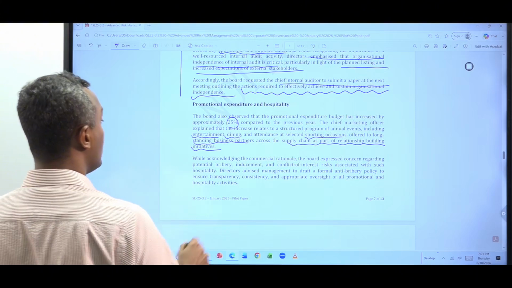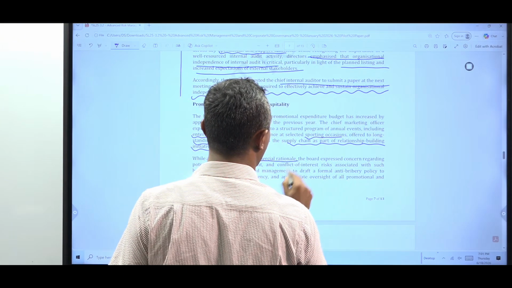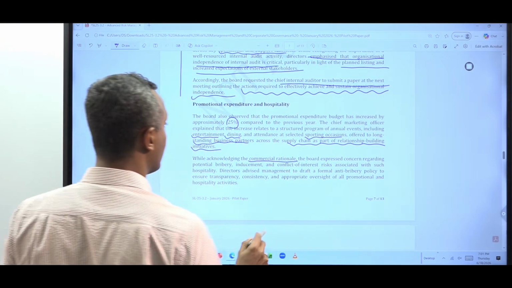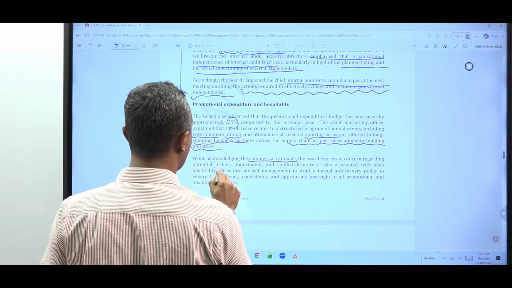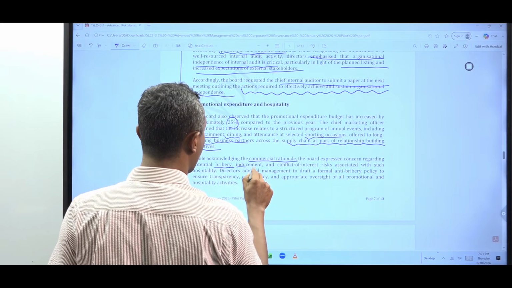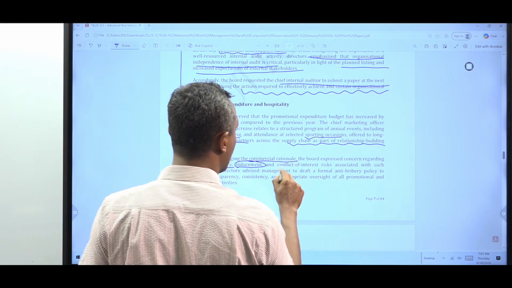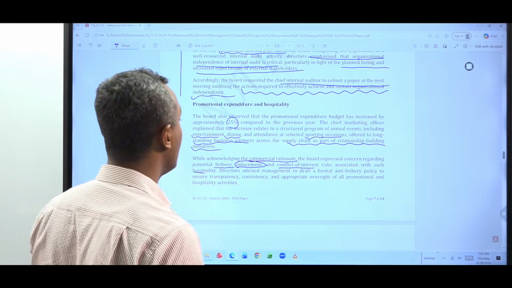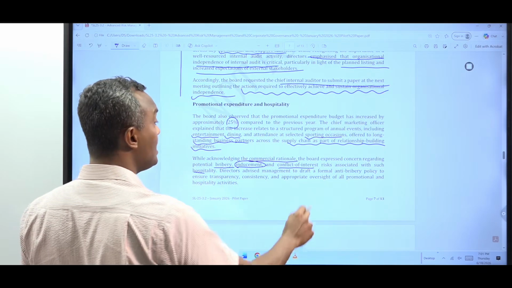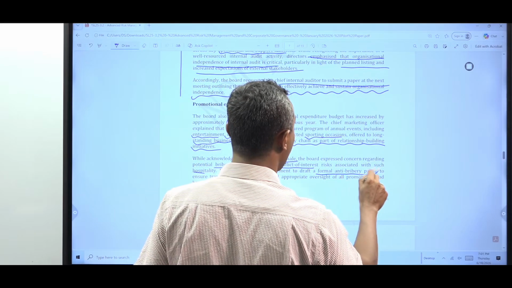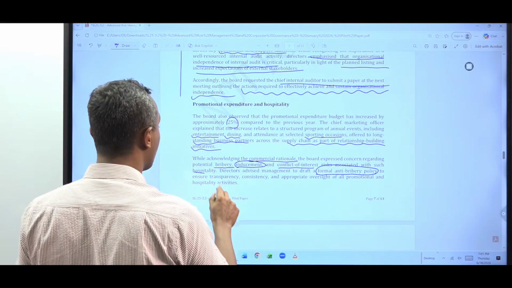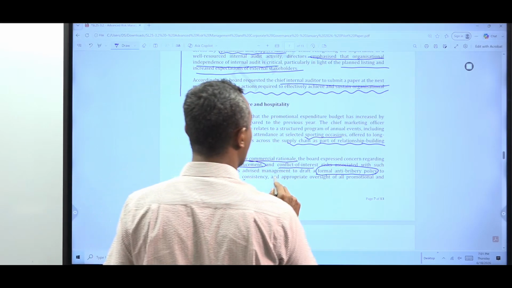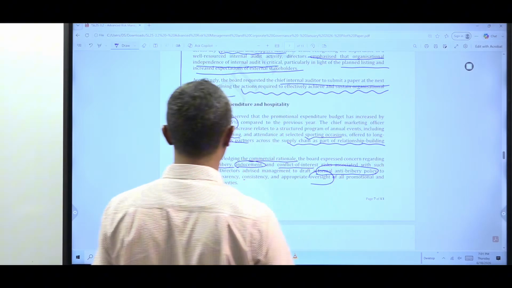While acknowledging there is a commercial rationale, the board expressed concern regarding potential bribery, that inducements can influence decisions, right? Conflict of interest associated with such hospitality. Directors advise management to draft a formal anti-bribery policy to ensure transparency, consistency, and appropriate oversight of all promotional activities.